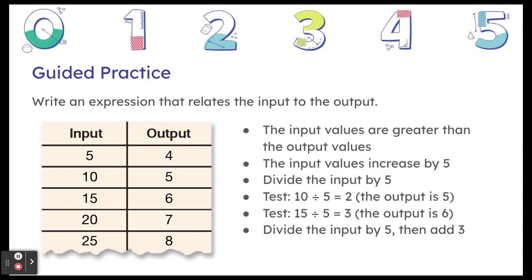Let's use 20 because, again, it's a nice round number. It's easy to work with. 20 divided by 5 equals 4. If we add 3 to that, we get 7. And let's try one more just to be sure. We'll go with 25. 25 divided by 5 equals 5. And if we add 3 to 5, we get 8. So we have found the pattern rule that relates the input to the output. In other words, we have found the function rule, and it is divide the input by 5, then add 3.